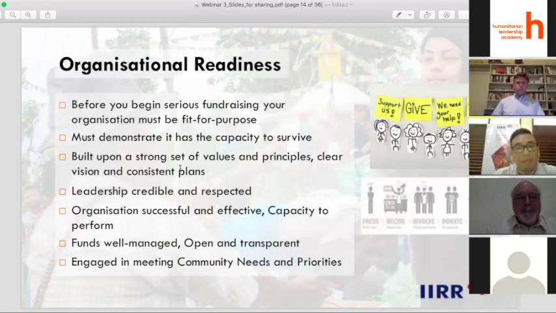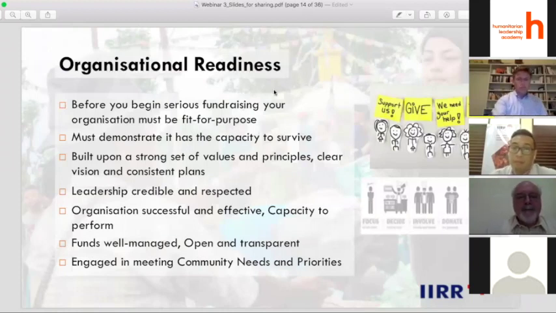I would also say that a part of organizational readiness is to be able to demonstrate that you have the capacity to survive as an organization. People will be reticent to invest resources in an organization that may be not around next month or next quarter or next year. So organizational strength in terms of your board or your governance or your management or your continuity of staff, having systems in place which you use. These are all a part of demonstrating to the public at large and potential donors that you have the capacity to survive.